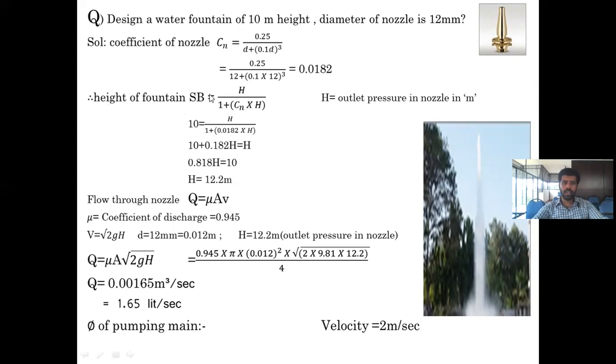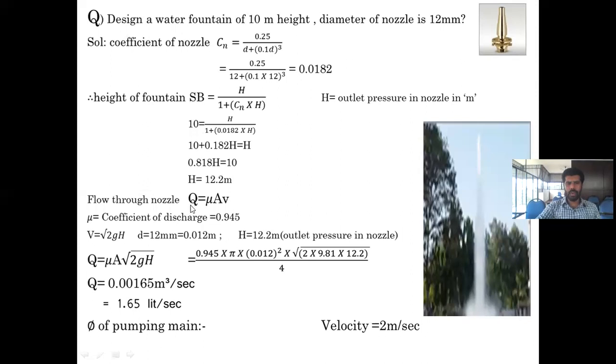Another formula is the height of the fountain, noted as SB. SB is equal to H divided by 1 plus Cn into H. This H is not the height. This H is the outlet pressure in the nozzle, in meters. So height of the fountain equals H divided by 1 plus Cn into H, where H is the outlet pressure. That is the second formula.